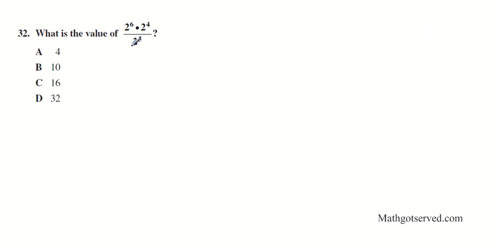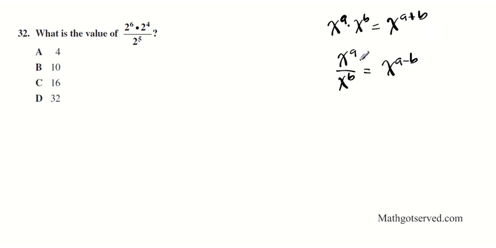It says, what is the value of 2 to the 6th times 2 to the 4th over 2 to the 5th? All the bases are the same. We're going to apply the exponent rules for multiplication and division in this problem. If you're multiplying numbers of the same base, you add the exponents, x to the a plus b. When you're dividing numbers of the same base, you subtract the exponents. But what I normally like to do is subtract the smaller one from the bigger one.